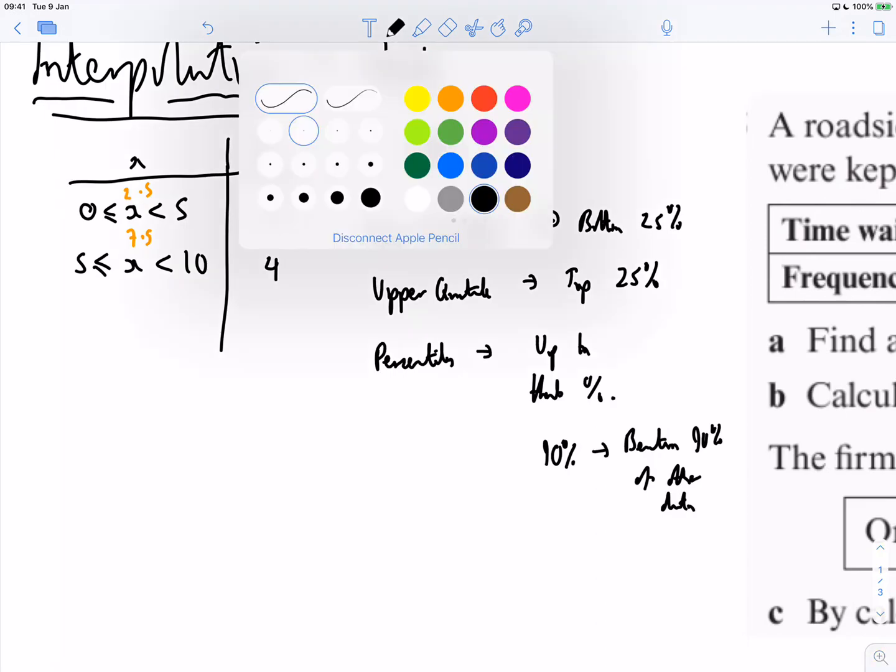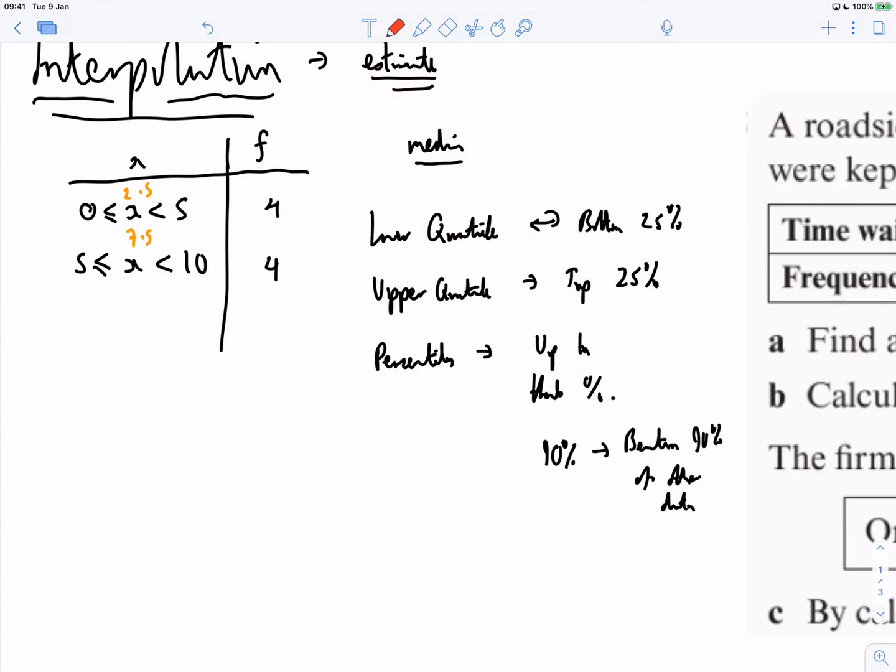Okay, and now for the lower quartile we use Q1, for the upper quartile we use Q3. Percentiles we just use a percentage sign. And then for the median we use Q2.